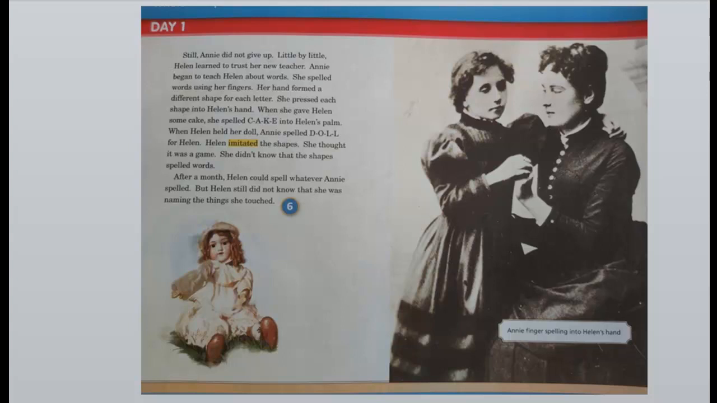After a month, Helen could spell whatever Annie spelled. But Helen still didn't know that she was naming the things she touched. She didn't know that this kind of knowledge she had is the translation of what she's actually touching. Now let's see what's happened.